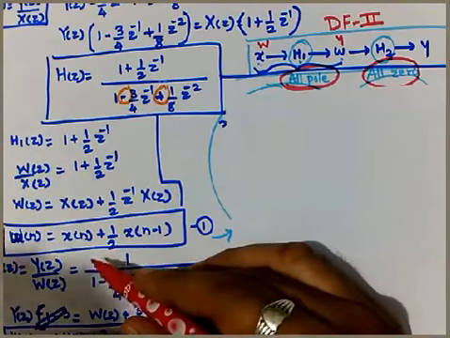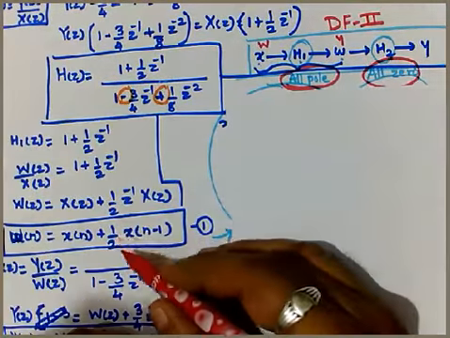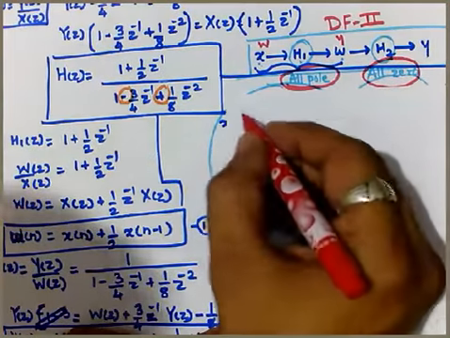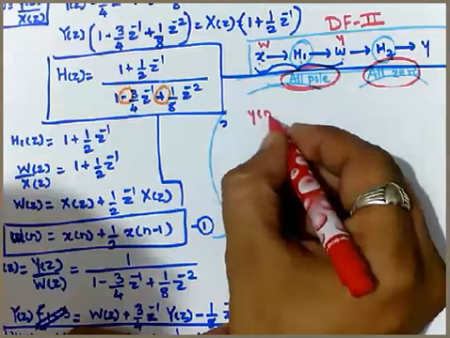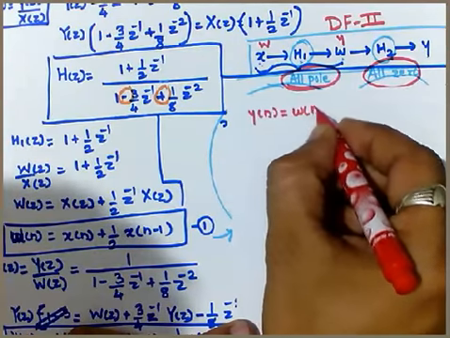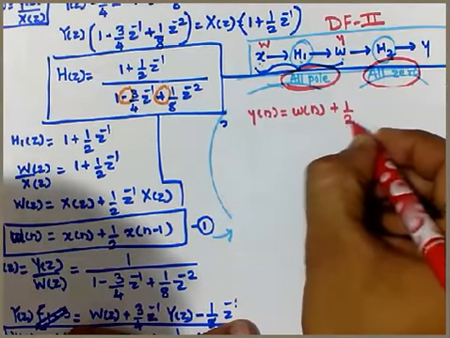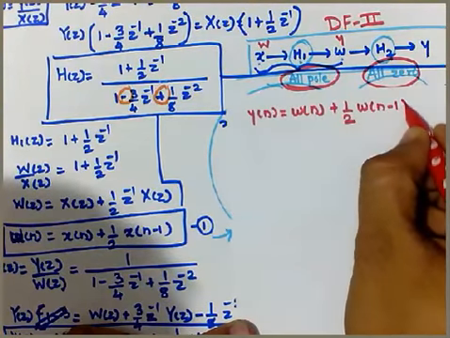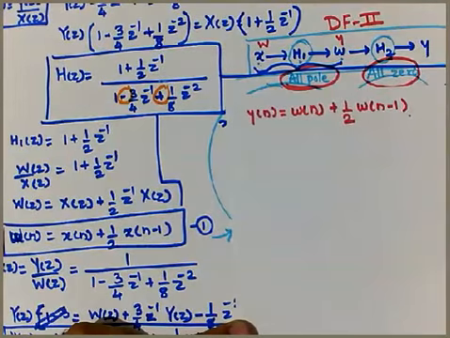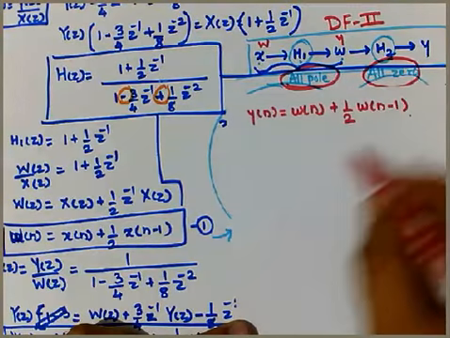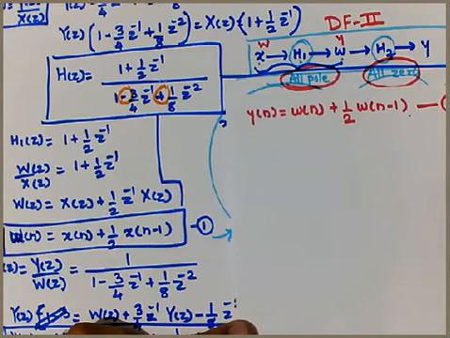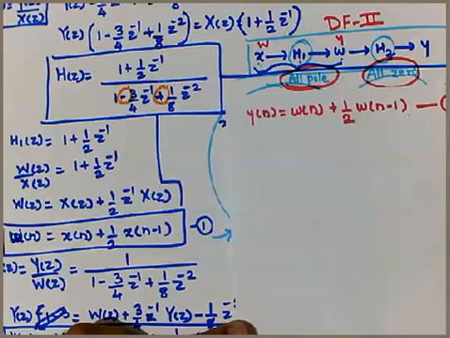Since w is replaced with y, equation number 1 can be written as y of n = w of n + 1/2 w of n-1, where x is replaced by w. This is how the equation will be replaced. Equation 1 is now the equation for the all pole system for direct form 2.